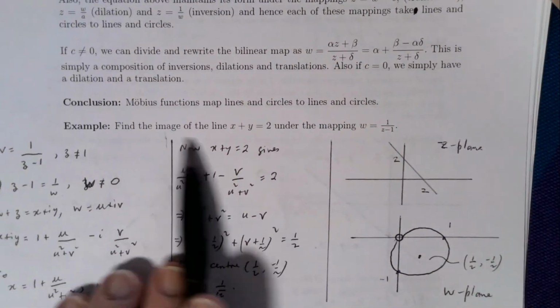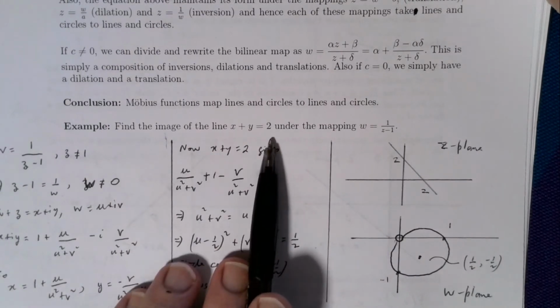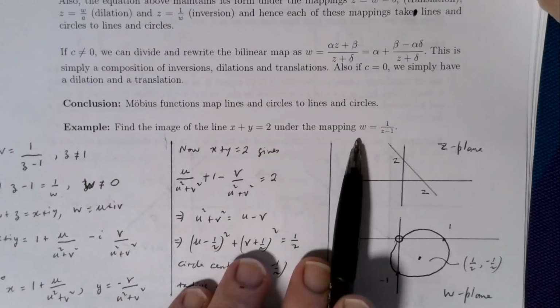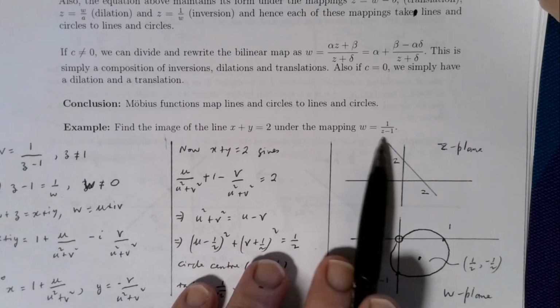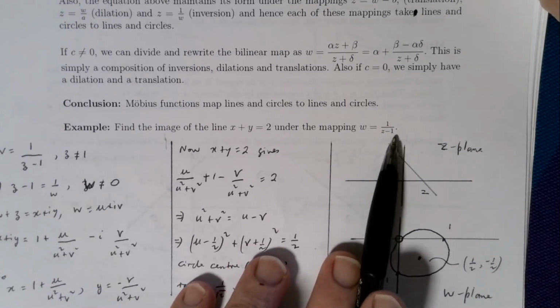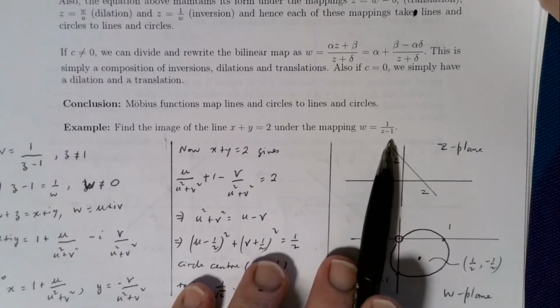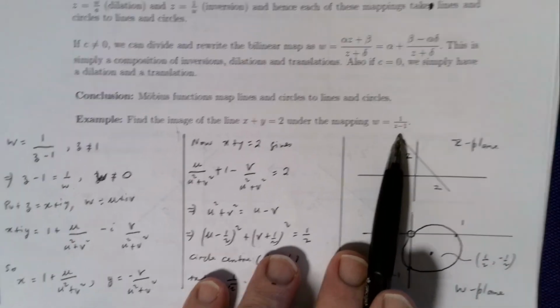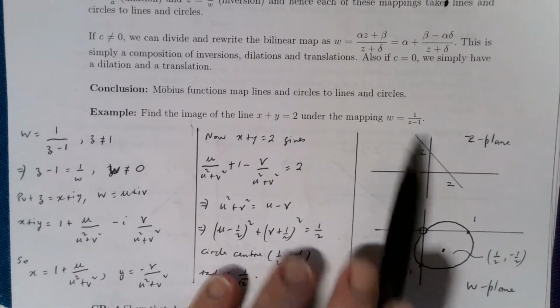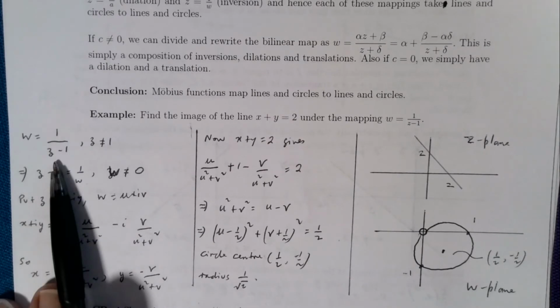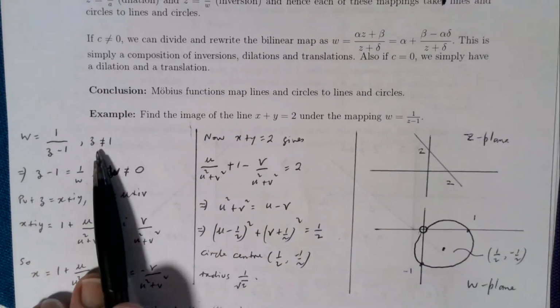So just as a little algebraic example of playing with one of these, we want to find the image of x plus y equals 2 under this mapping w is 1 on z minus 1. So this is a very simple Möbius transformation. So here's what we do. Here's our mapping: w is 1 over z minus 1, and z is not 1.